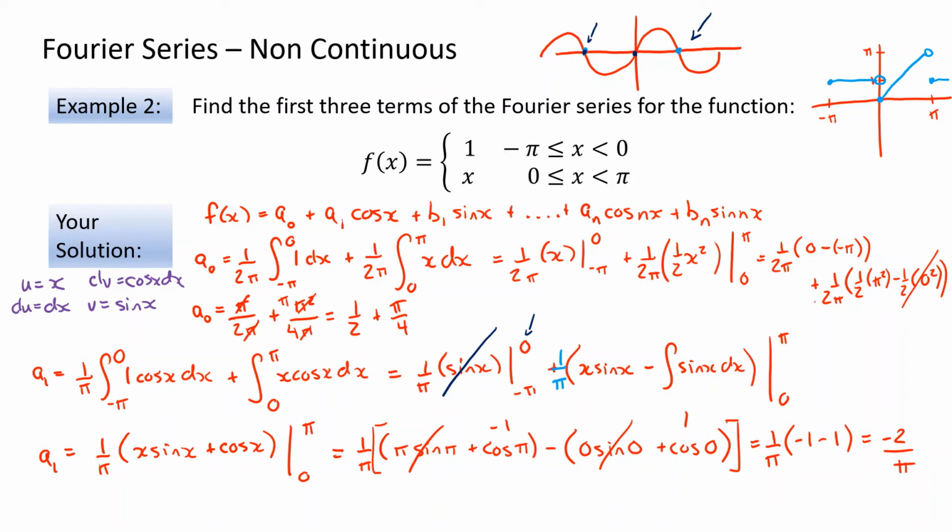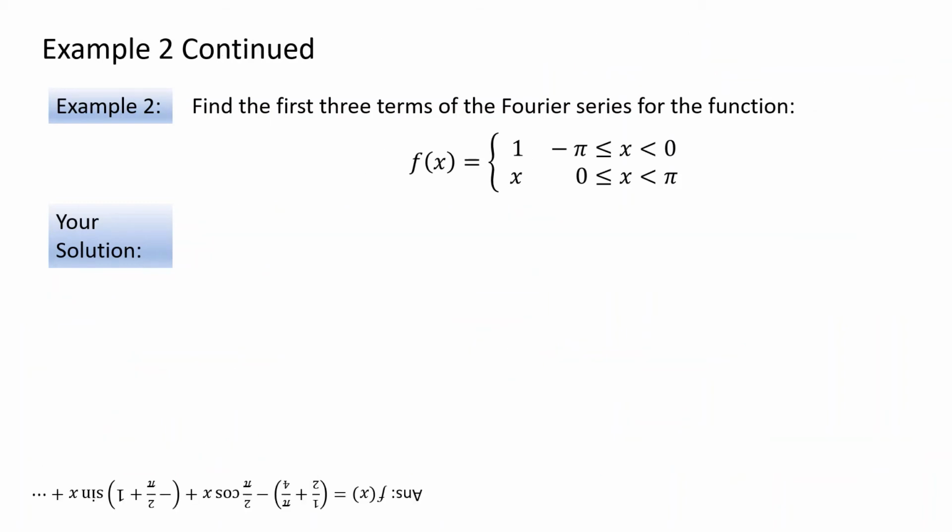So a0 was 1/2 plus pi by 4. a1 is negative 2 divided by pi. So our last constant to find is b1. We found a0 and a1, if you remember. a0 was equal to 1/2 plus pi by 4, and a1 is equal to negative 2 divided by pi. So our last term to find is b1.